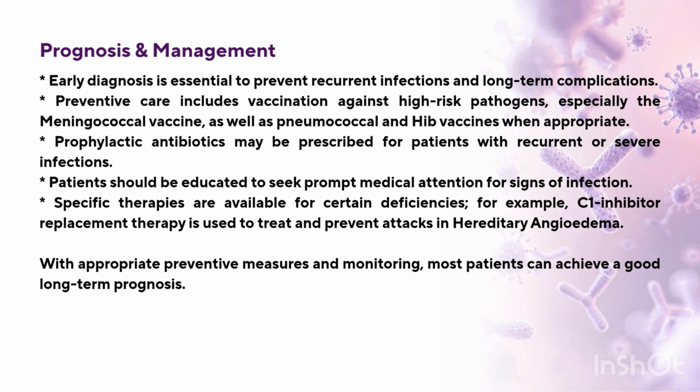In some specific complement deficiencies, targeted treatments are available. For example, C1 inhibitor replacement therapy is used in hereditary angioedema to prevent and treat attacks. Overall, with appropriate vaccination, preventive care, regular monitoring, and patient education, most individuals with complement deficiency can lead healthy lives and have a favorable long-term prognosis.